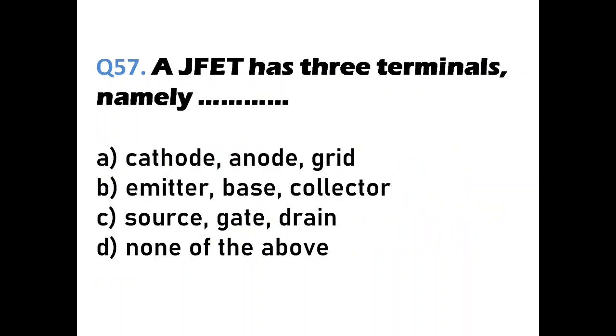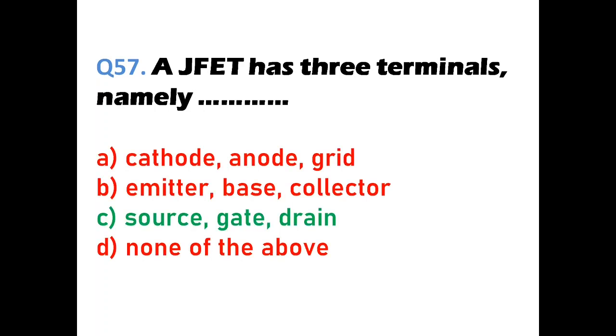Then we'll go to the next question, question number 57. A JFET has three terminals, namely what? A JFET means junction field effect transistor. Whenever we speak about FET, the three terminals are source from where the majority charge carriers are generated, and then it has to go to the drain, and the control element is gate. That means source, gate, and drain are the three terminals of JFET. In this option, option C will be the correct answer.